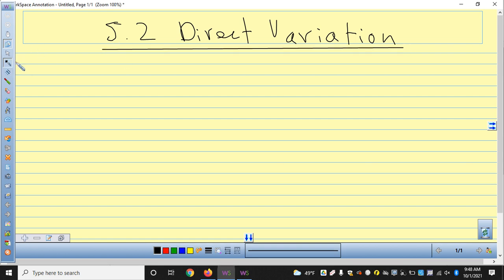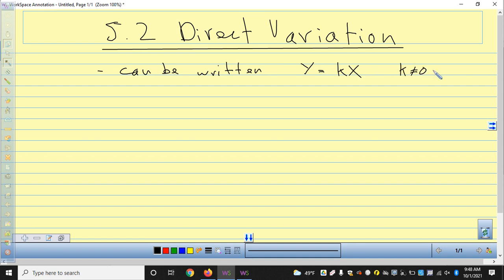So direct variation means that we can write this equation written y equals k times x, where k is not 0. So we're just multiplying x by something to get y. K is called the constant of variation.